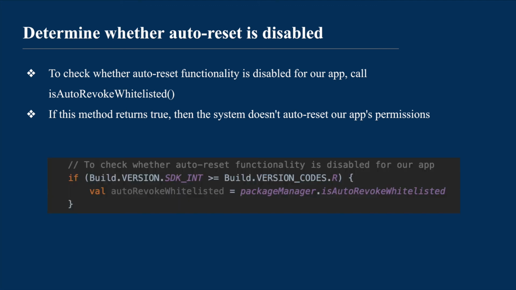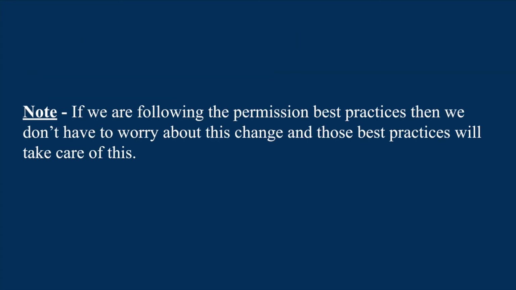In code, you need to use this method like below. We have to call packageManager.isAutoRevokeWhitelisted, and as this method is part of Android R, we need to apply the version check as shown on the screen. One important note here is, if we are following the permission best practices, then we don't have to worry about this change, and those best practices will take care of this. That means this permission auto reset will not have any impact if we are already following the permission best practices. So this is all about the permission auto reset from unused apps.